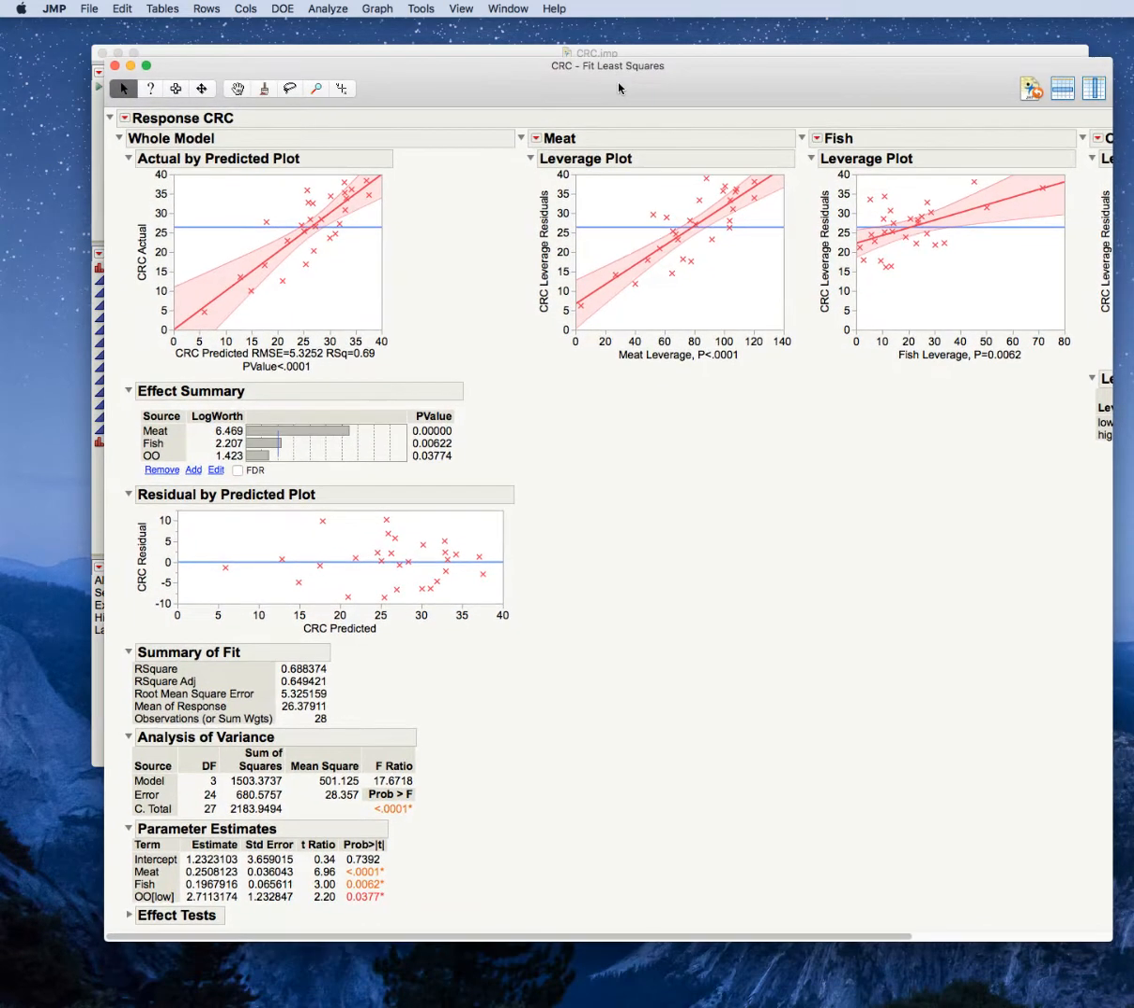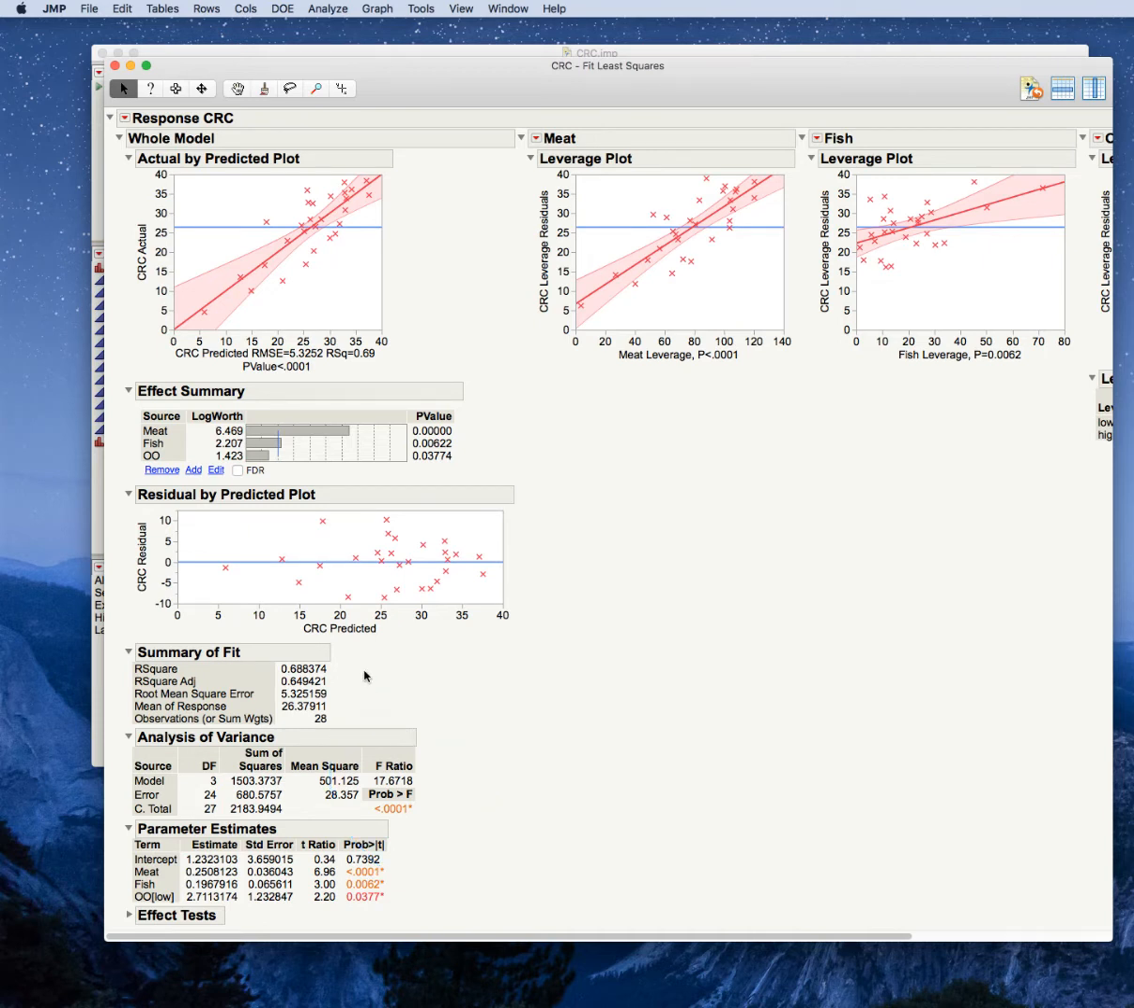Always remember the same steps. The first step is to investigate your data. The second step is to fit your bivariate regressions so that you understand the relationships of your individual variables. The third step is to fit your model. And remember, the hypothesis is: is this model useful? This p-value tells you that.